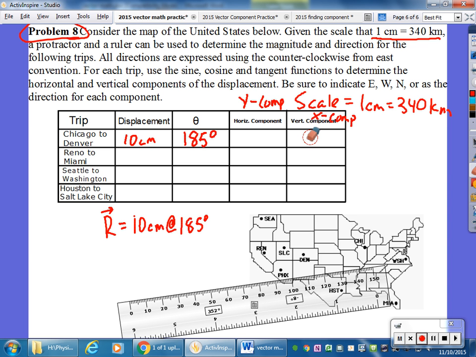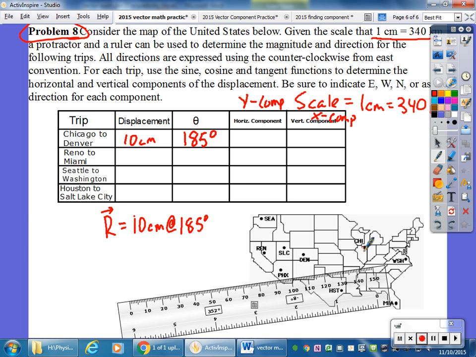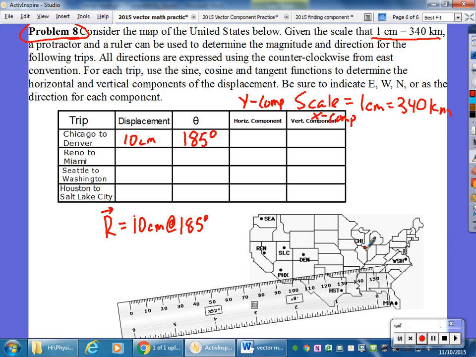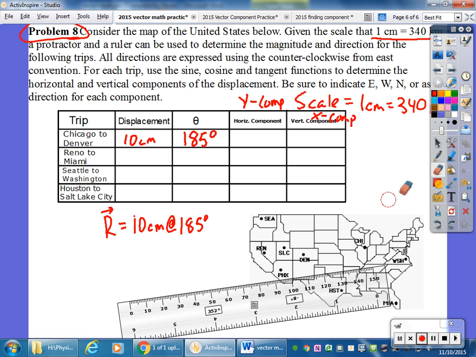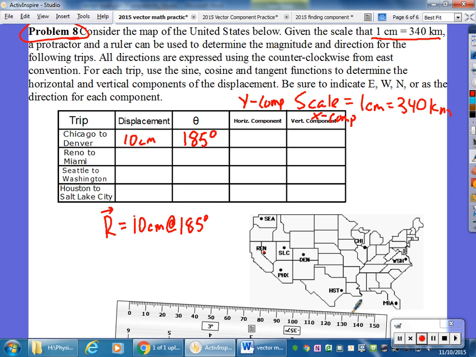And then you're going to do from Reno, which is the one out here close to Nevada. So your first one was from Chi-Town to Denver. It was like this one. The second one was, I'm going to erase that one, from Reno to Miami, so that one is way down yonder. So from Reno to Miami. My line's not straight. Your line should be straight. Draw the straight line and measure it and all that good stuff.